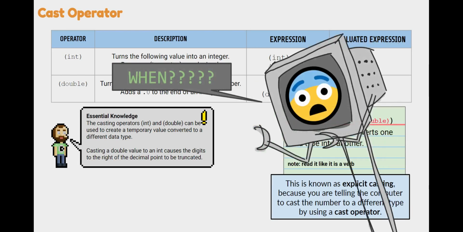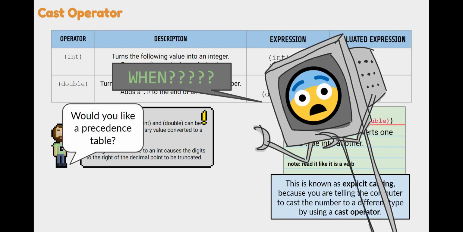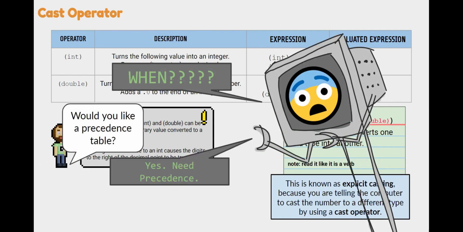Oh, you want to know when this happens in a statement? So what, you want like a precedence table? Yeah, we can look at precedence and see when that happens.